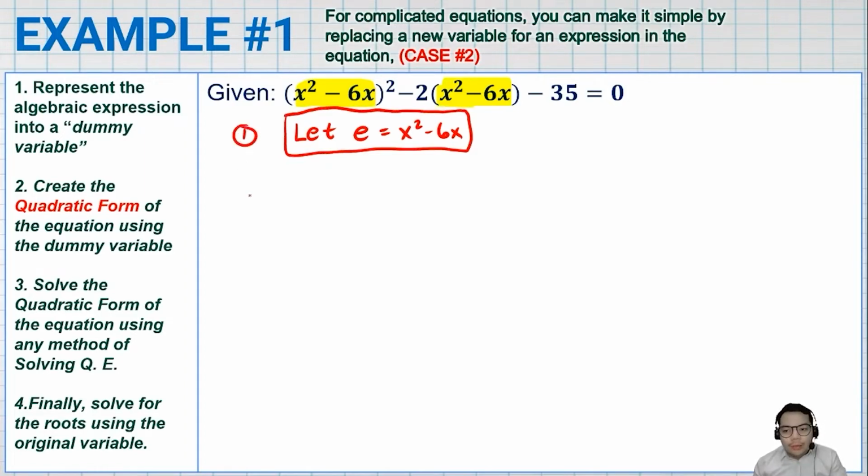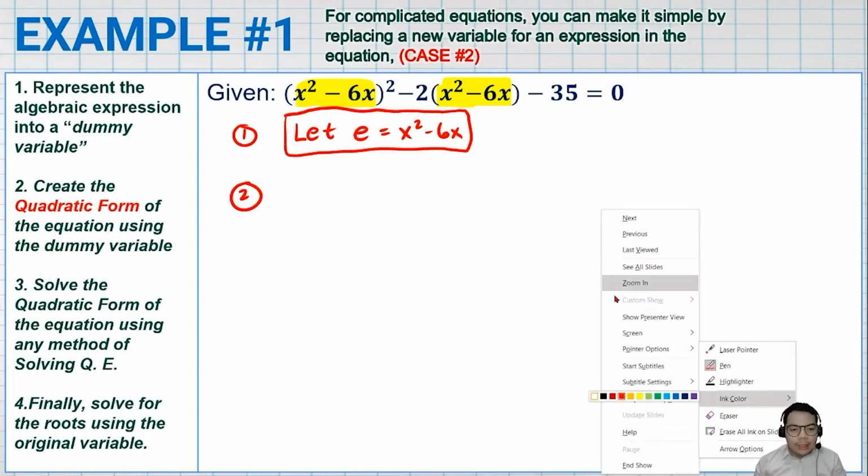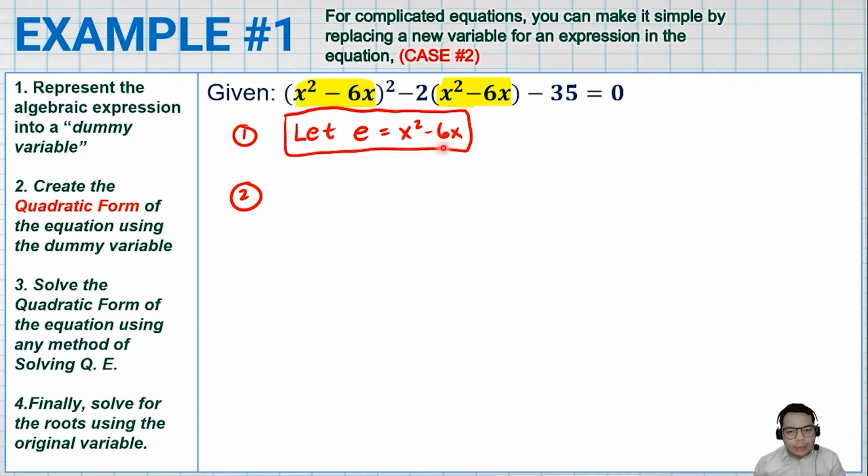Gagawa lang ulit tayo ng dummy variable. Then, for step 2, we have to create the quadratic form of the equation using the dummy variable. So, in this case, letter E yun. So, anong gagawin natin ulit? Papalitan natin lahat ng x squared minus 6x, ang ipapalit natin ay E. So, E. Ito, E. Then, huwag mong kakalimutan na naka-square pa siya. So, E squared minus 2 times this one. So, magiging 2 times E minus 35 is equal to 0. So, in that case, ayan na yung step 2 natin or yung tinatawag natin quadratic form ng itong given equation.